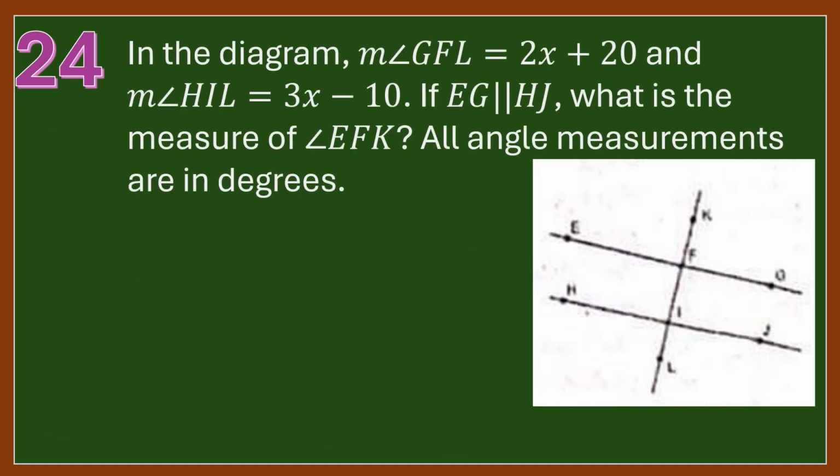Number 24. In the diagram, measure of angle GFL is equal to 2x plus 20. So we have angle GFL equal to 2x plus 20. And measure of angle HIL equal to 3x minus 10. HIL is equal to 3x minus 10. If EG is parallel to HJ, we have EG parallel to HJ. What is the measure of angle EFK?